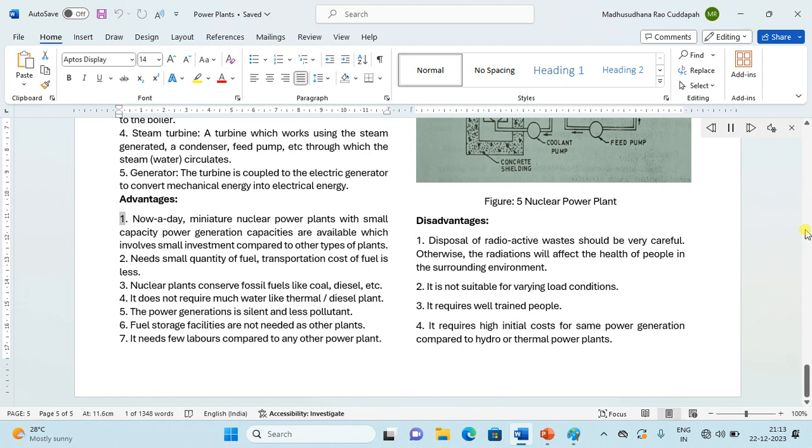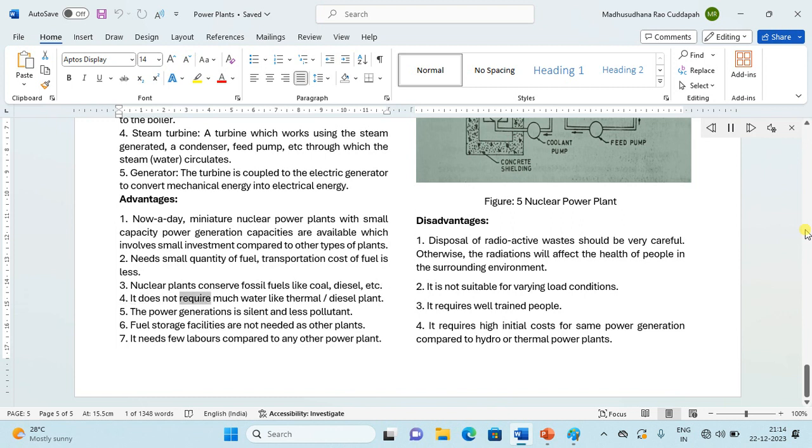Advantages. 1. Nowadays, miniature nuclear power plants with small power generation capacities are available which involve small investment compared to other types of plants. 2. Needs small quantity of fuel, transportation cost of fuel is less. 3. Nuclear plants conserve fossil fuels like coal, diesel, etc.